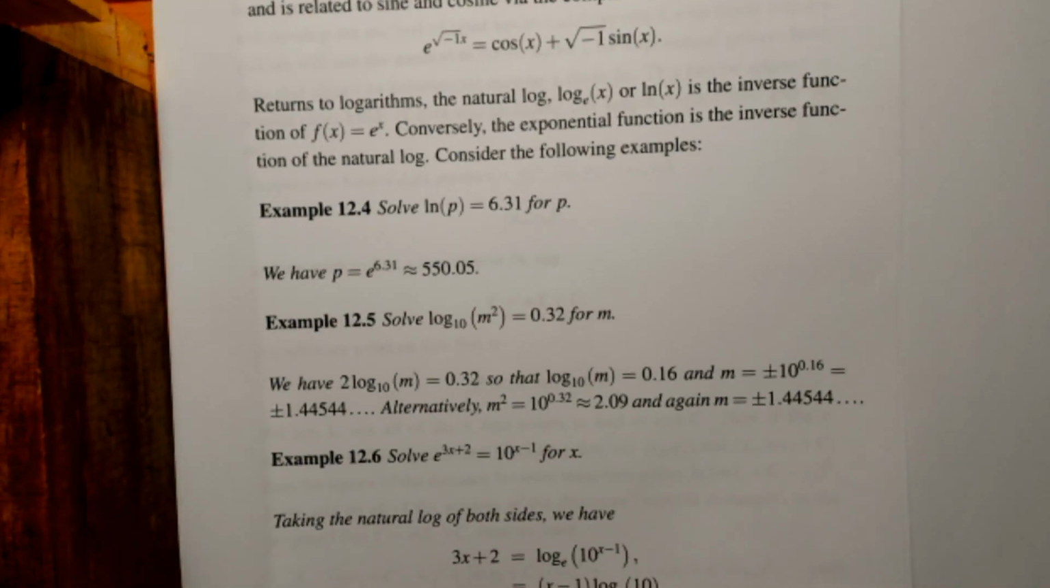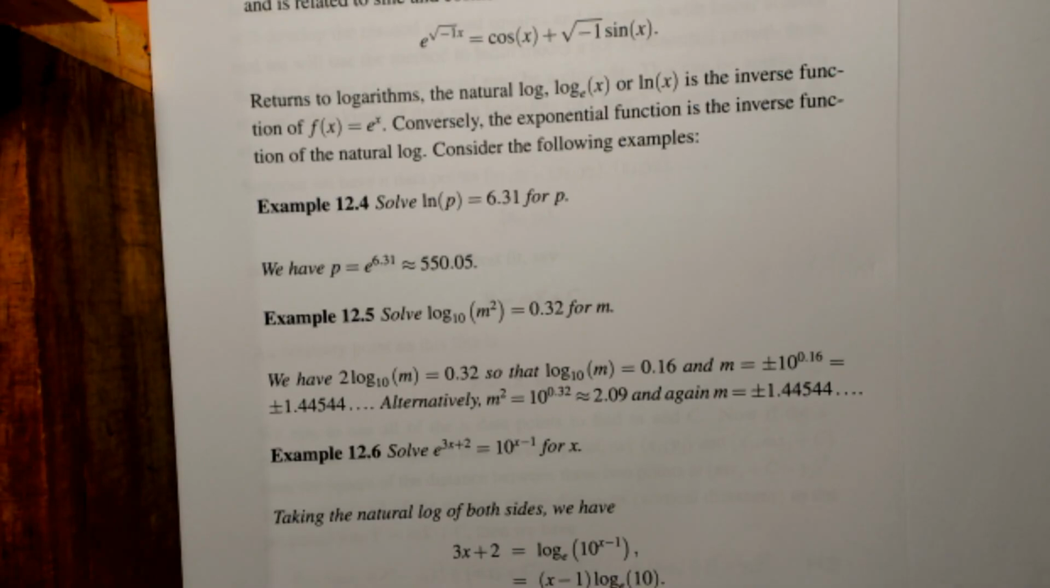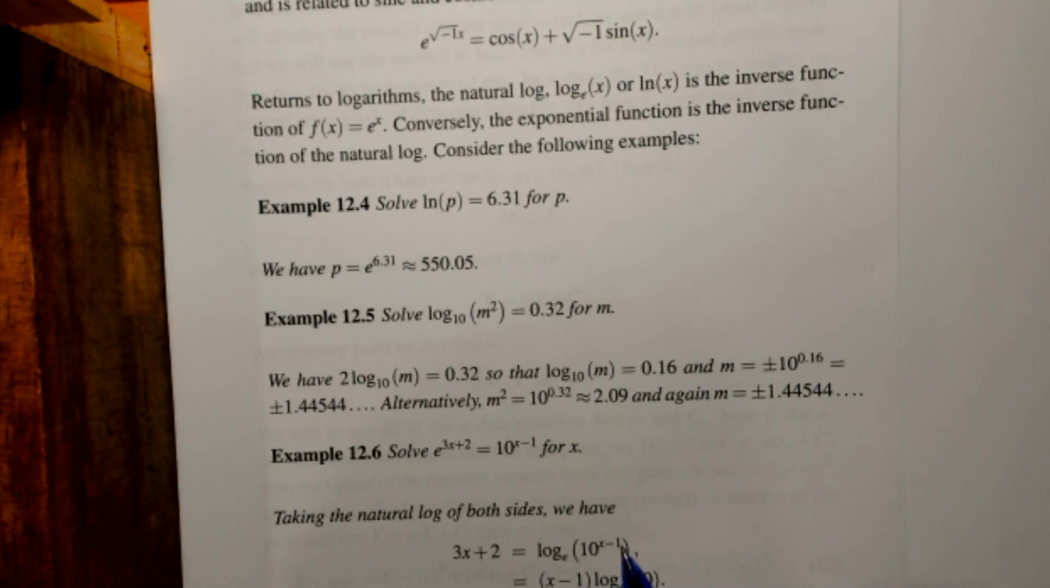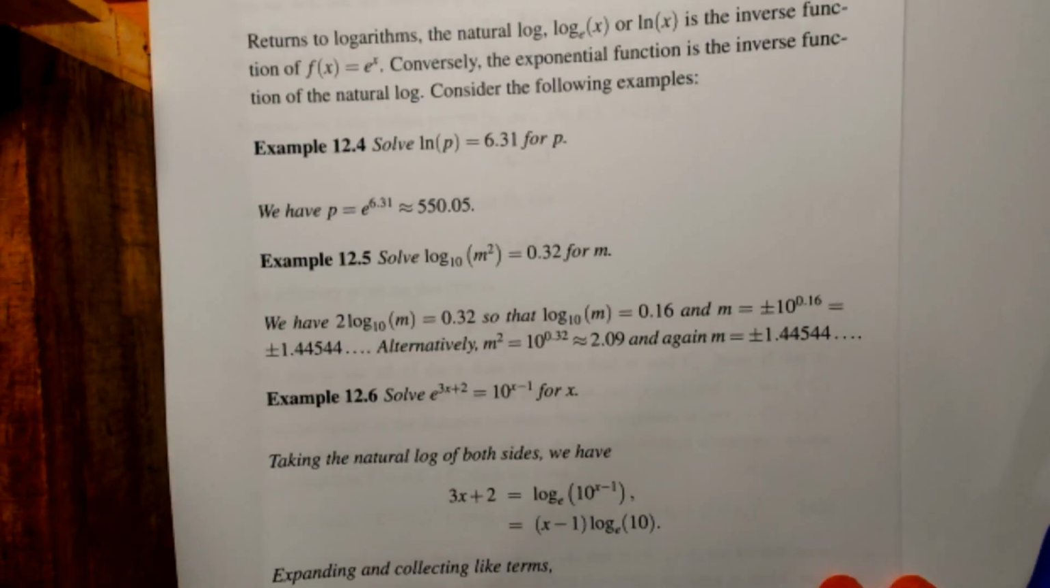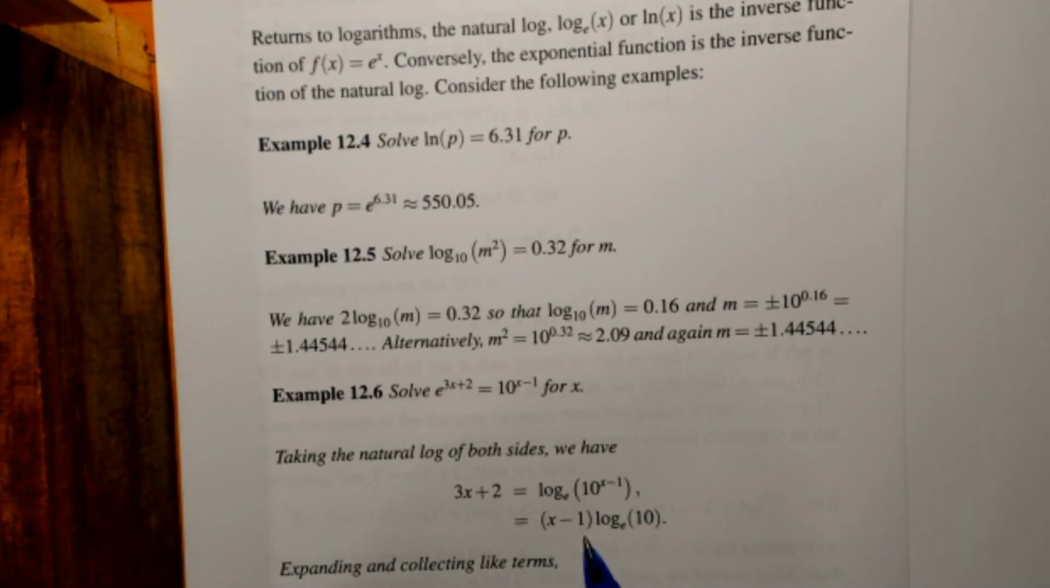Example 12.6. Solve e to the power of 3x plus 2 is equal to 10 to the power of x minus 1 for x. On the left we have an e, on the right we have a 10. So we can choose base, but if we chose the natural log of both sides, then we would have the exponent 3x plus 2 equals log to base e of 10 to the power of x minus 1. Now remember, we can pull down that exponent that is inside the log, and so this is x minus 1 times log to base e of 10. We can easily calculate that on the calculator.